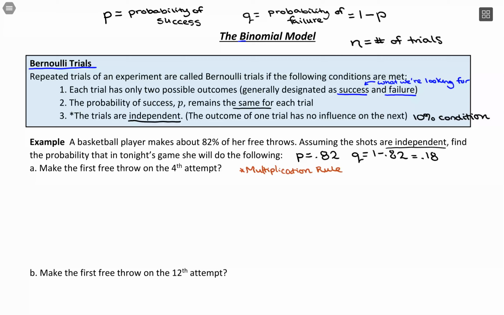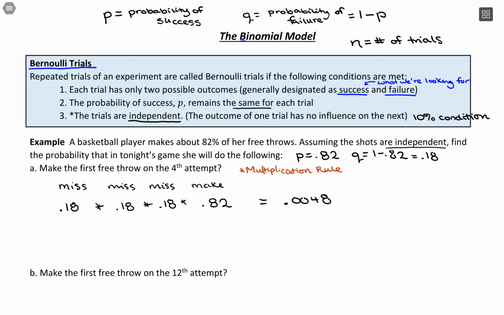So with this first question, they say that she makes the first free throw on the 4th attempt. So what that's going to require is that she's going to have to miss, and then miss again, and then miss on the 3rd attempt, but then she'll make it on the 4th attempt. So this wording of miss and then miss and then miss, that's going to bring through our multiplication rule. So our probability of failure, so the probability of missing is 18%. So we'll have 0.18, 0.18, 0.18, and then a 0.82 to get a 0.0048.